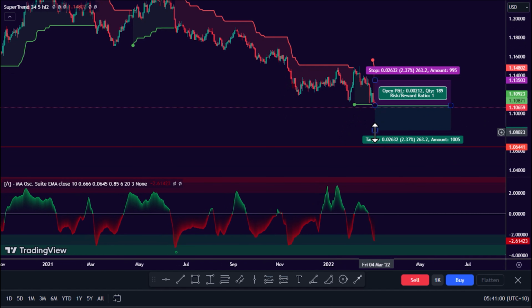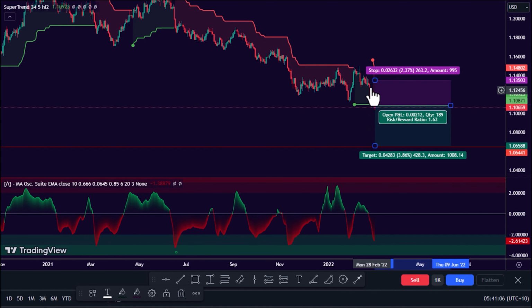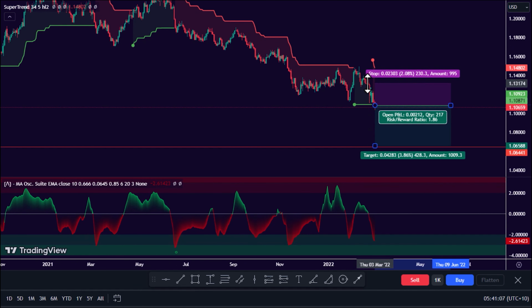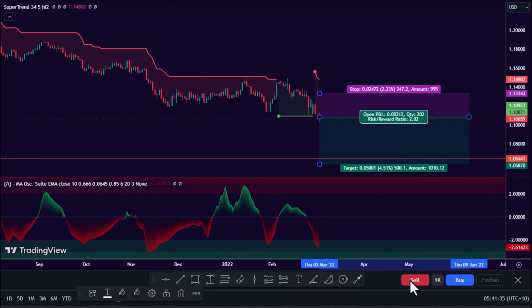Once all conditions are met, enter a short position. Set the stop loss just above the previous support level and take profit at 2 times the risk. Then let the trade run its course.